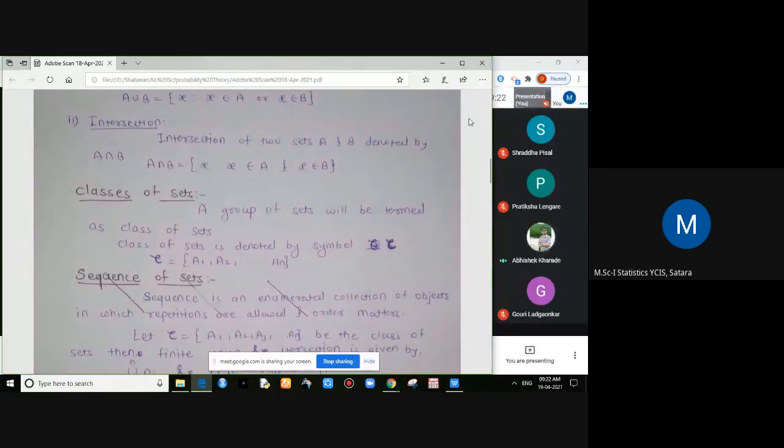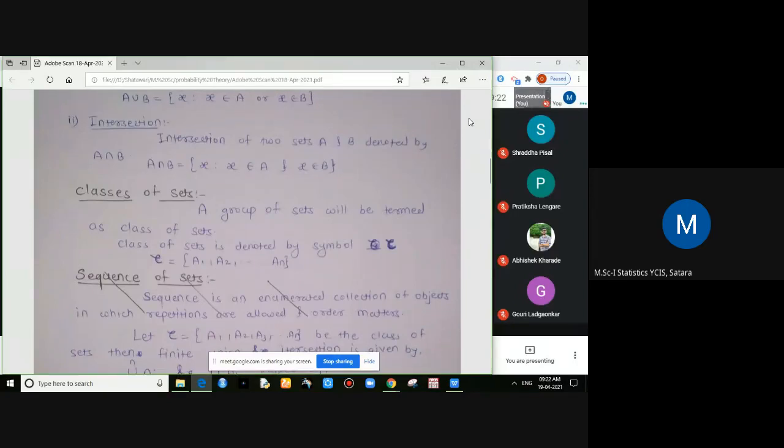It is also the set of all possible events. It is the collection of all possible subsets of the sample space. Then such a set is called the power set.